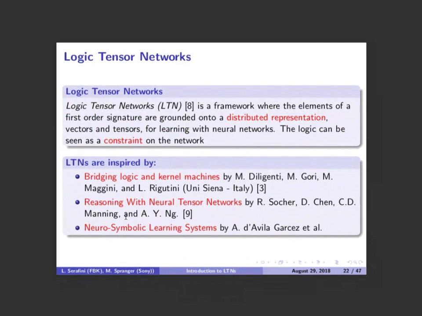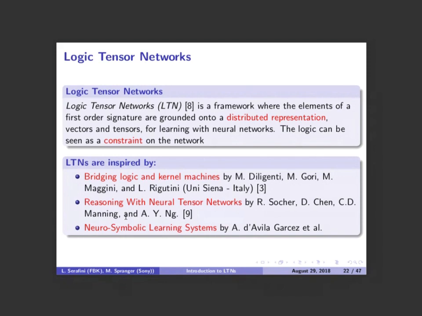So, given that very brief introduction, in LTNs, we take the elements of a first-order signature and ground them on a distributed representation. By that I mean the example I gave where John is represented by a vector where you have national insurance number, age, name, maybe a picture, and so on. So it's that vector that describes John. Vectors and tensors, we'll come to that, for learning with neural nets.